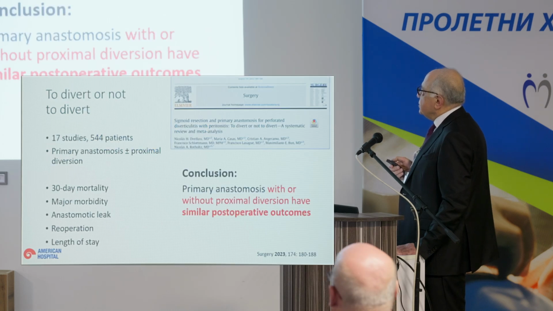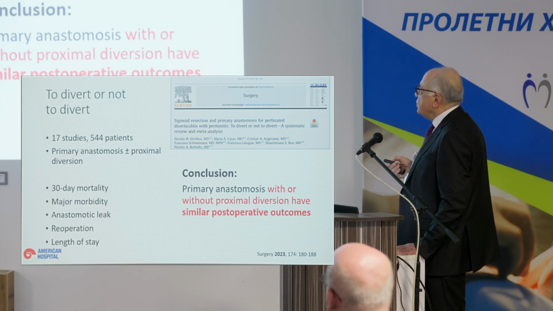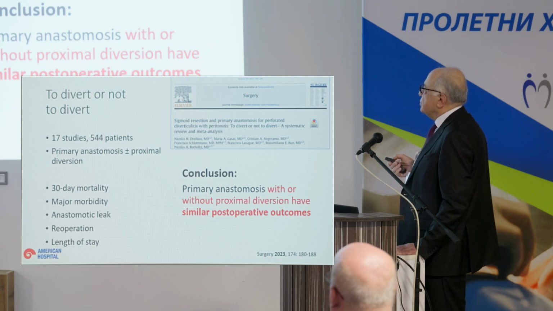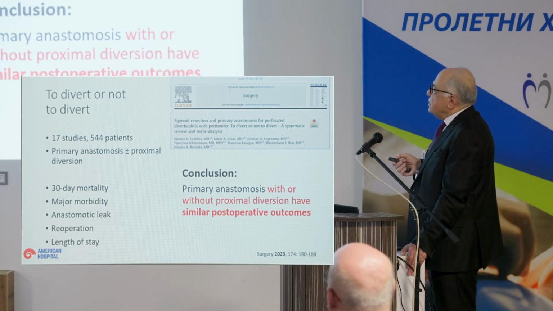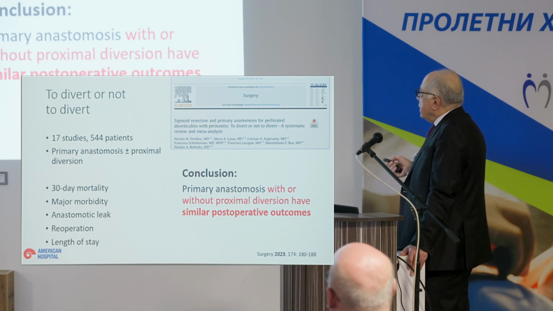decision of the procedure. Another question is, when you do a laparoscopic, open, or robotic surgery and perform a resection and anastomosis, is there any need for diversion or not, to divert or not to divert? In this meta-analysis, 17 studies and more than 500 patients were included, and they compared proximal diversion or not in this group of patients. In conclusion, primary anastomosis with or without proximal diversion has similar postoperative outcomes. That means that you may omit proximal diversion in this group of patients.